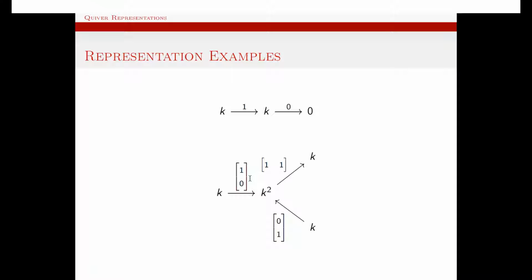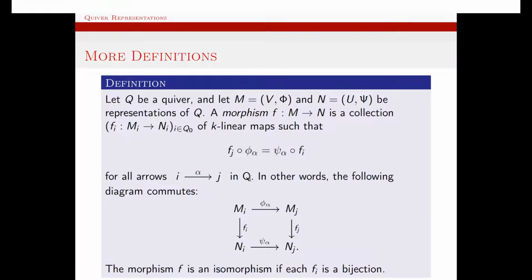Now we have a definition for what quivers and their representations look like. So now we can ask, how can we move from one to another? And the answer is through morphisms. And so for a quiver Q and two representations M and N, we can create a morphism from M to N, which is a collection of k-linear maps such that it commutes with the representation functions for all of the arrows.